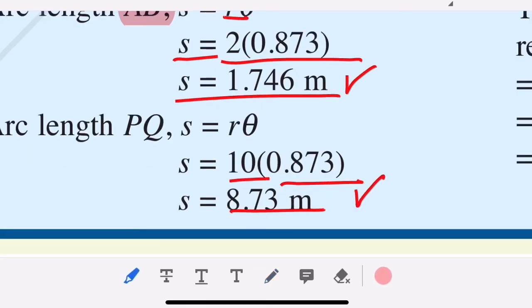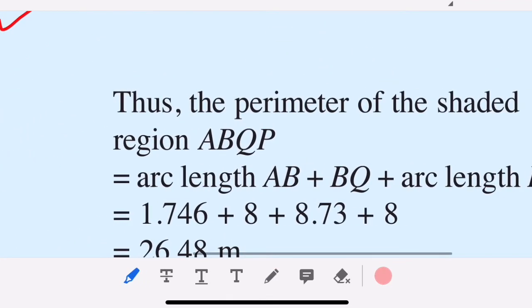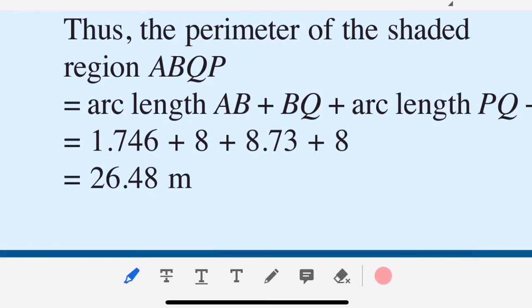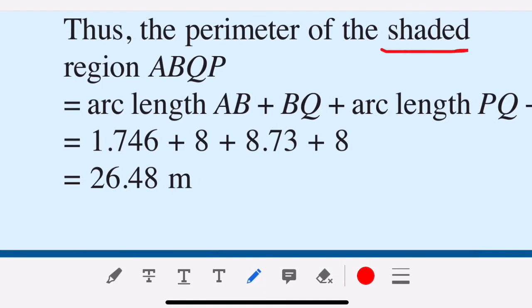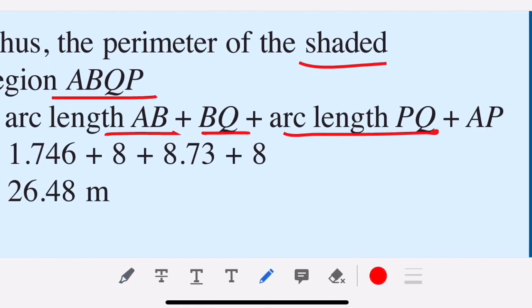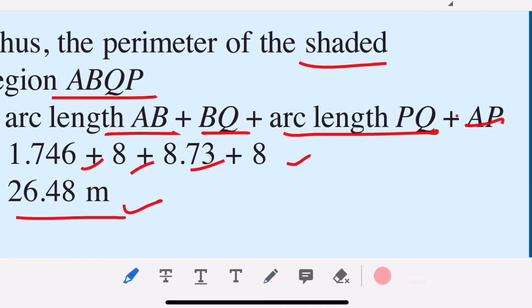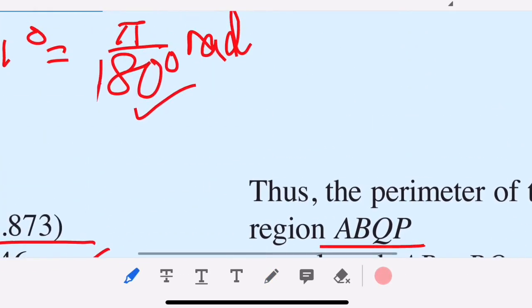Okay, so now we need to solve the problem. That means we have to find the perimeter of the shaded region, right? So the perimeter of the shaded region is actually the arc length AB plus the length of BQ plus the arc length PQ plus the AP. Okay, then you add up all, right? So your answer is 26.48 meter. Okay, so that is so-called solving a HOTS problem.